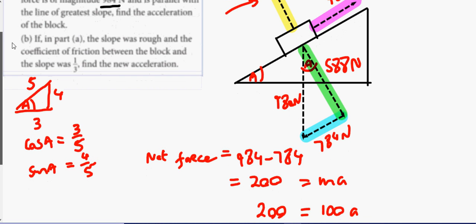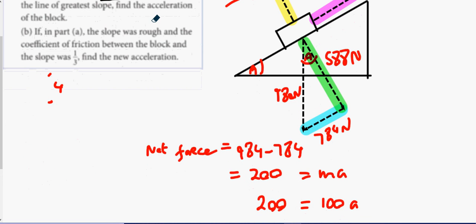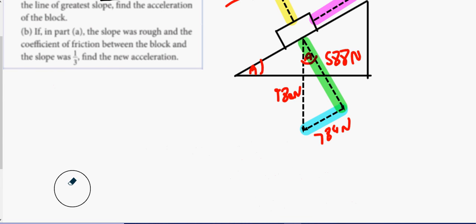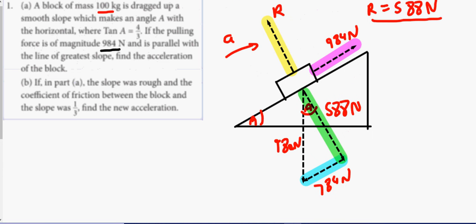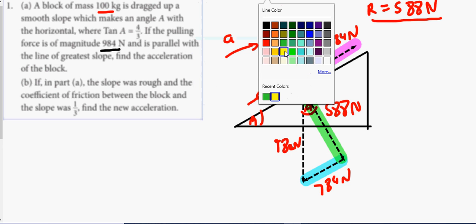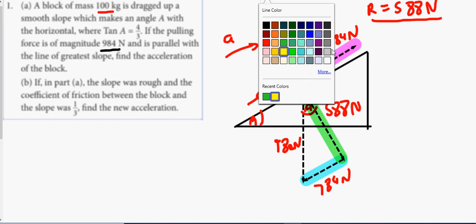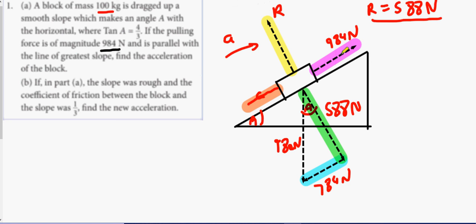We're going to keep most of our workings here. But what's going to happen next is in part B, I'm going to have to put in friction. Now, friction opposes the motion. So if we're getting pulled uphill, friction will act downhill, like so. I'll choose another color, an orange color. So purple brings it up the hill. Orange and blue are going to bring it down the hill.